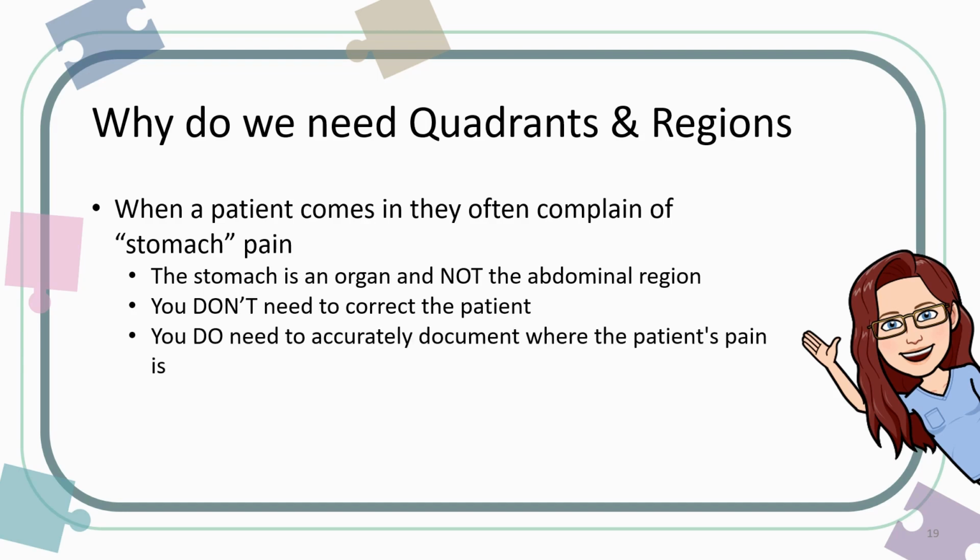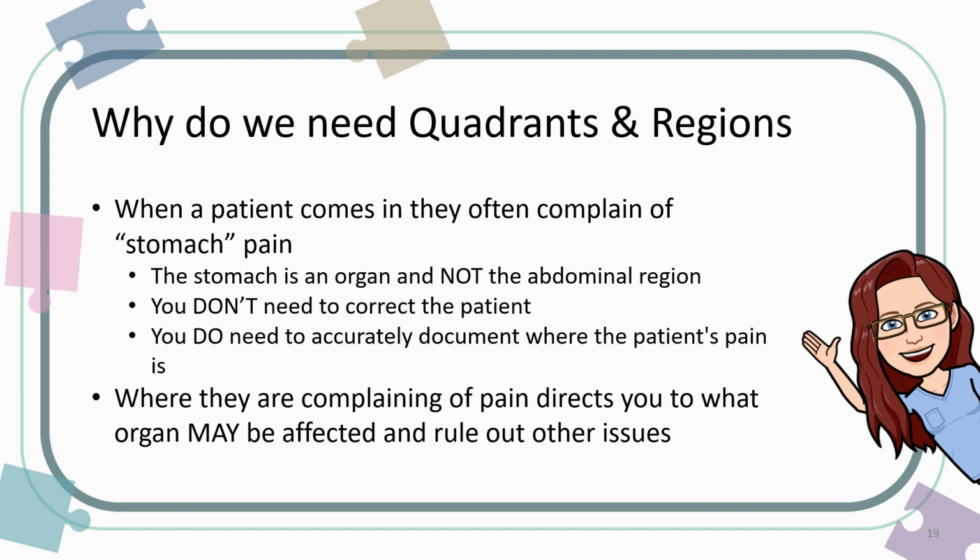What you do need to do is to accurately document one of those locations. So if your office is using quadrants to document, or if they're using regions to document, you need to accurately document a very particular location. You're just not going to say they have pain in the abdomen. You're going to say they have pain in the right lower quadrant, the left lumbar region. You're going to be particular as you're writing up documentation to your healthcare provider or to the doctor that you're working with.